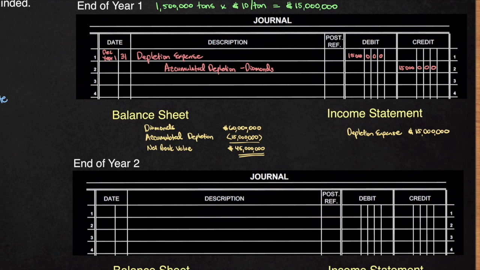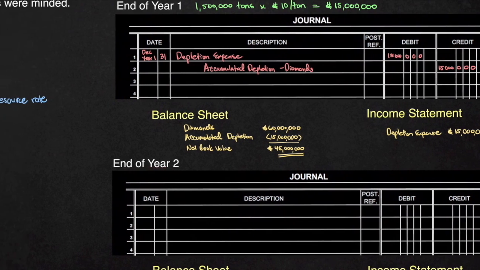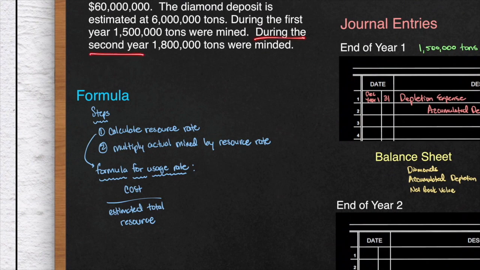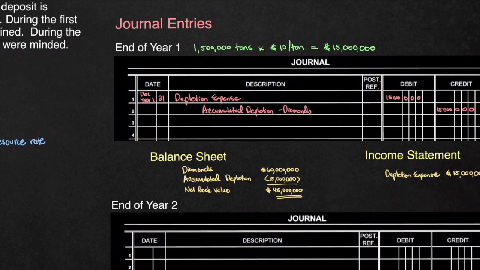Next, let's go over year 2. Year 2, again, you're going to take the actual that was mined. In this case, it's 1.8 million tons, or 1,800,000 tons. That's our actual. And then you're going to multiply that by the rate that was calculated. So 1,800,000 tons times your $10 per ton rate, which will give us $18 million.